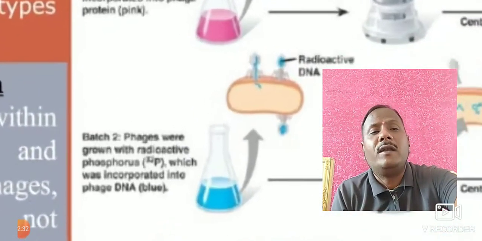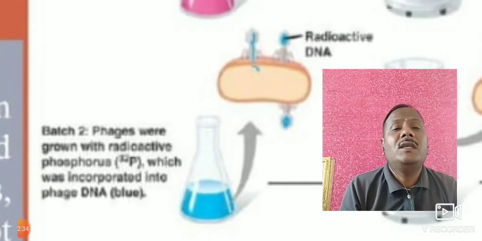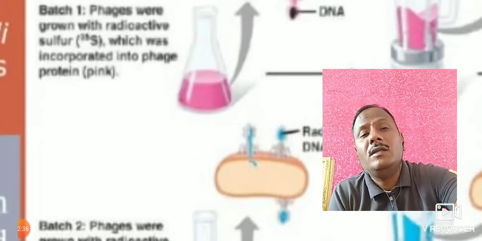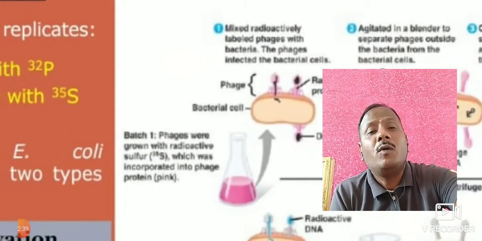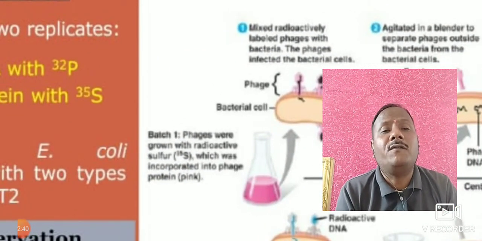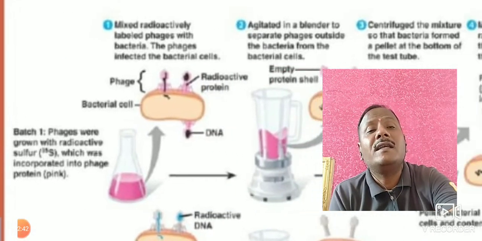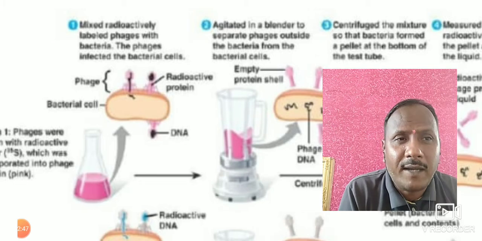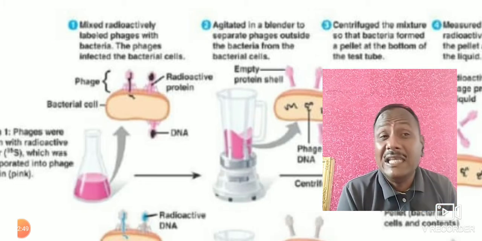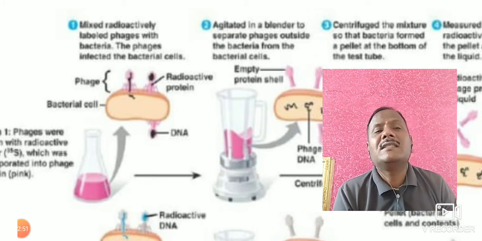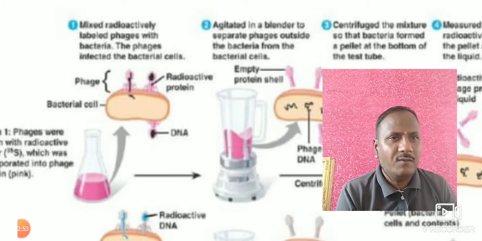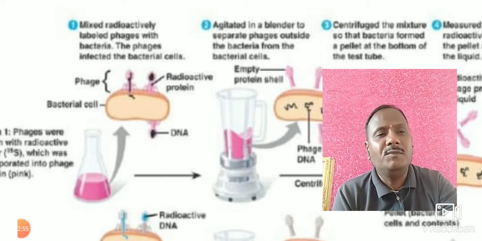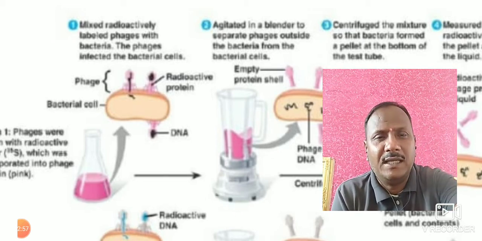In the first stage, what happens? Whatever radioactive sulfur they used, that sulfur attaches to the protein part of the bacteriophage, not the DNA. It means that sulfur is not responsible for transformation, because it is not part of DNA.